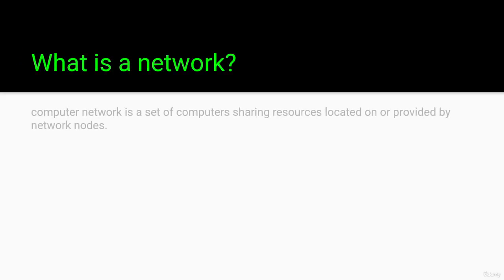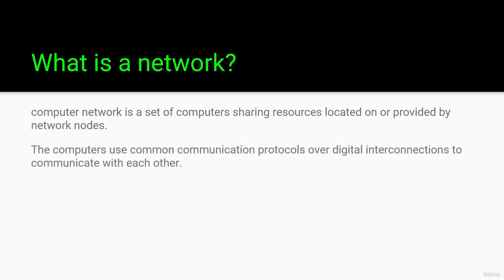Networking essentials. Now, what is a network? A computer network is a set of computers sharing resources located on or provided by network nodes. The computers use common communication protocols over digital interconnections to communicate with each other.